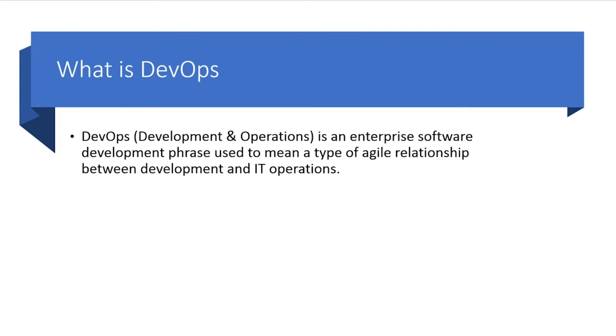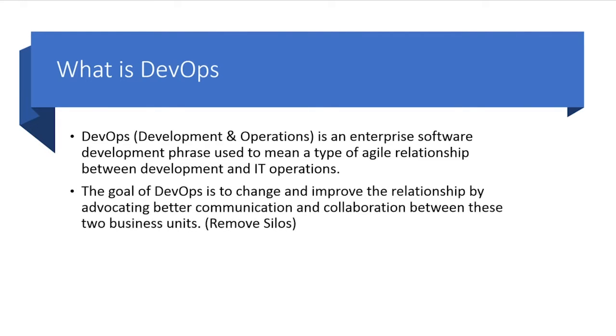Traditionally, in IT, development and operations support, for example, were two different business units in a lot of organizations. Because of that, a lot of communication just didn't happen. Development would do their own thing and operations would do their own thing, and this caused some problems. Development would roll out new updates and wouldn't tell operations. So with DevOps, this is solved through collaboration. The goal of DevOps is to change and improve the relationship by advocating better relationships.